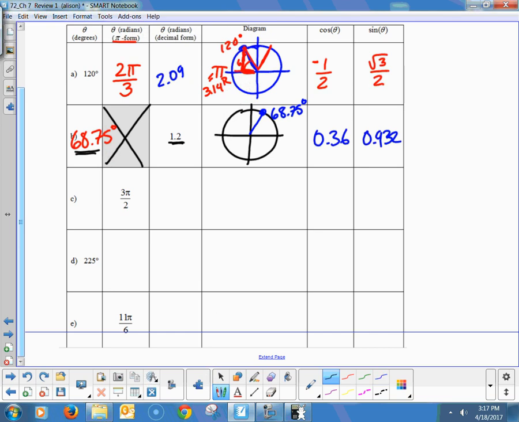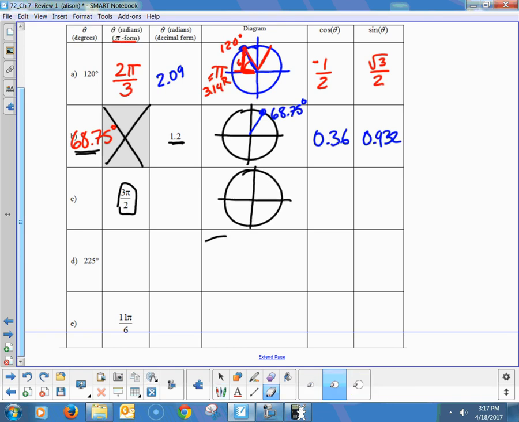Number C. They gave us 3 pi over 2. Well, I'm going to start with a circle. 3 half pies. Well, here's pi. So here's 1/2 pi. That's 90. 2 half pies. 3 half pies is down here. So this is 3 pi over 2. So that would be our angle. We want to know how many degrees around that is. This is 180 degrees plus another 90, so I'm thinking that's 270 degrees.